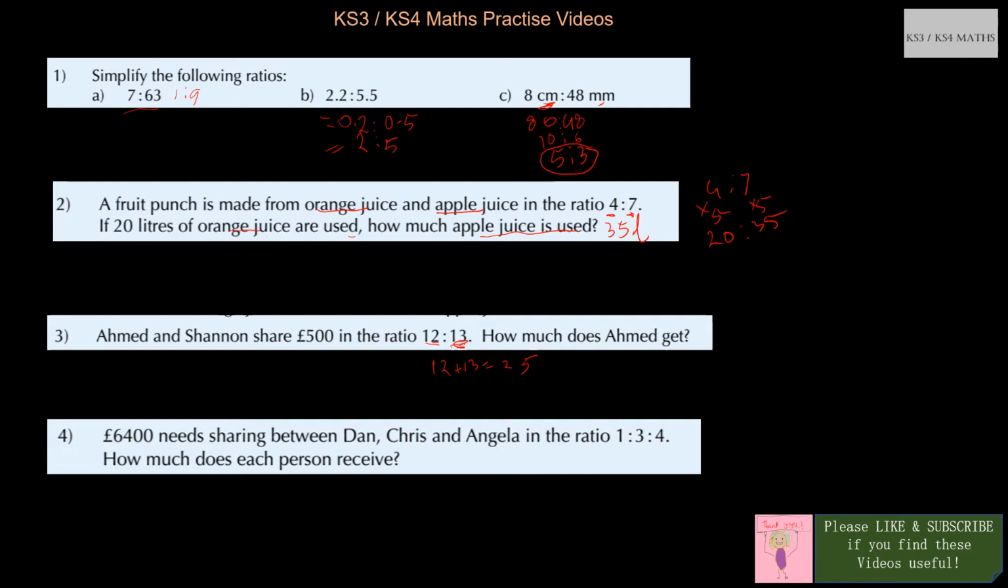So how much does Ahmed get? Ahmed is 12, Shannon is 13. So it would be 12 out of 25 multiplied by 500. So that would mean 25 times 2 is 50, and so it is 240 is what Ahmed would get.